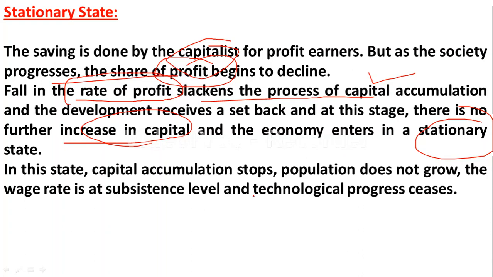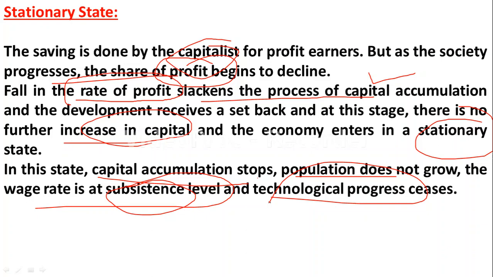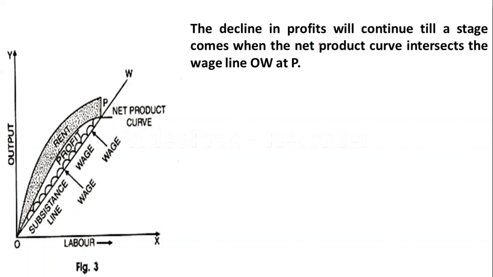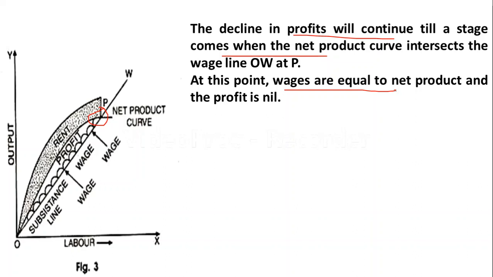In this state, capital accumulation is going to stop, population does not grow, the wage rate is at subsistence level, and no technological progress will take place. Then with the increase in capital accumulation, profits and wages tend to increase, and the rise in wages brings about a decline in profit. Here also you can see by using this diagram, the decline in profits will continue till a stage comes when the net product curve intersects with OW. This is the NP curve, the net product curve. This profit is going to decline till the net product curve intersects the OW line, that is at point P. At this point wages are equal to net product, and profits are zero.